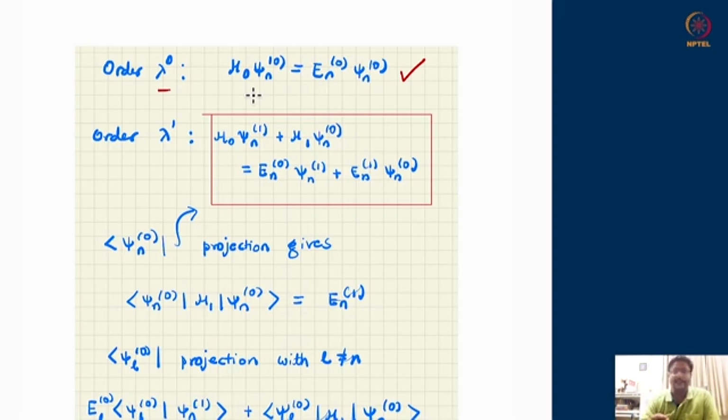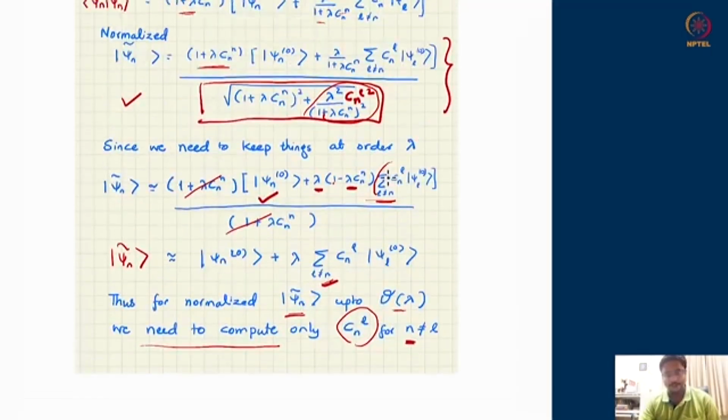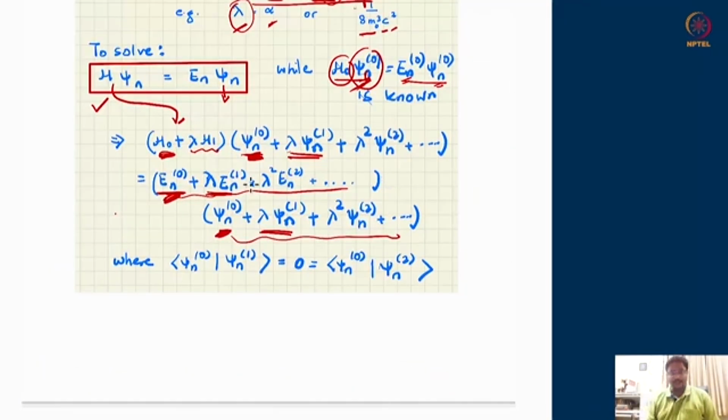Fair enough. Now, if I want to see what happens at order lambda to the power 1, that means what are the terms which are multiplying the linear power of lambda, I get two terms on the left hand side as we discussed, H0 hitting the psi n1 or H1 hitting the psi n0. On the right hand side again there are two terms, En0 hitting the psi n1 and En1 hitting the psi n0. Again, to just remind you, at the linear order of lambda, either this H0 can go and hit this term or this lambda H1 can go and hit this term. Both these terms will contribute to order lambda terms.